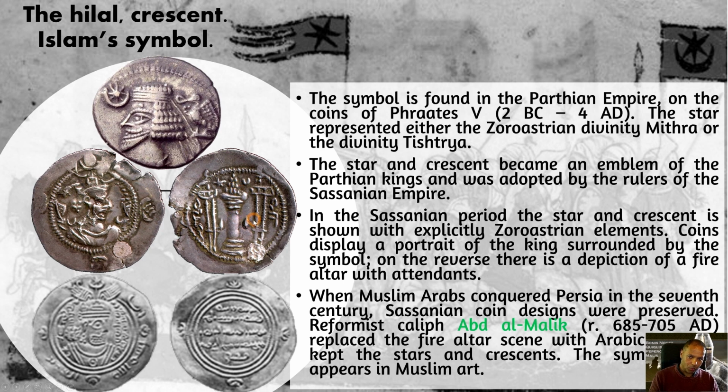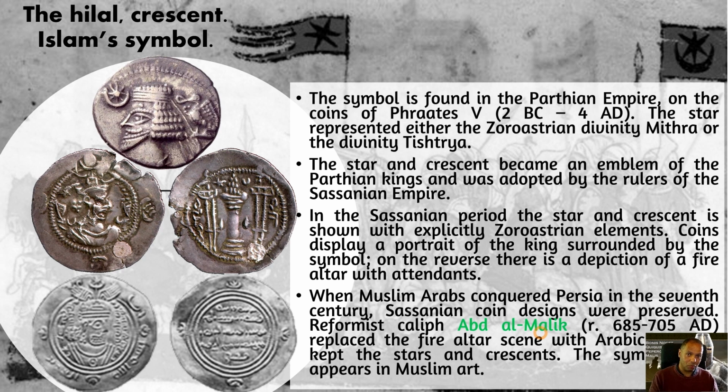And when Muslim Arabs conquered Persia in the 7th century, the Sasanian coin designs were preserved. The reformist caliph Abd al-Malik, right, from 685 to 705 AD, replaced the fire altar scene with Arabic text, but he kept the stars and the crescents. The symbol later appears in Muslim art. I do want to note, Abd al-Malik is not a name, it is a title. So it's like Caesar, Caesar Augustus. Caesar would have a name, right? Julius Caesar.